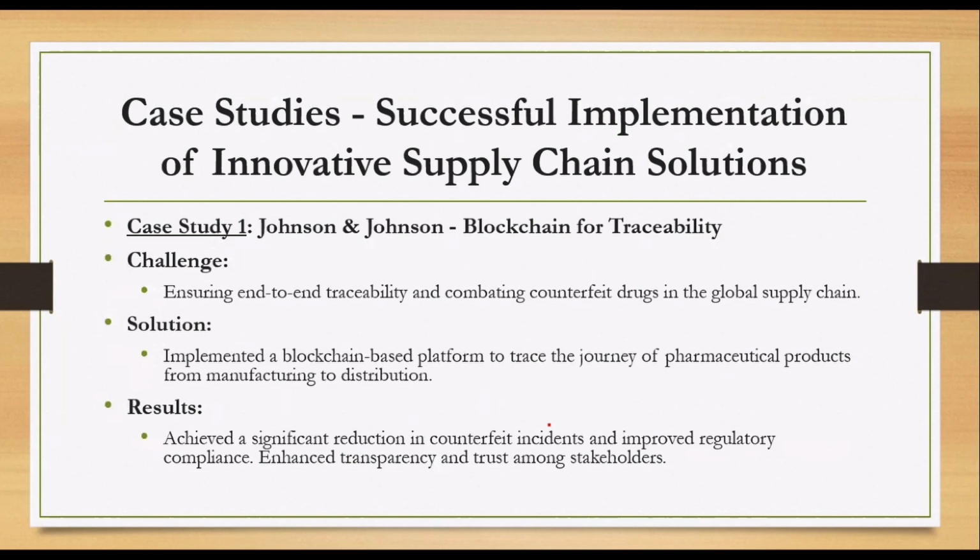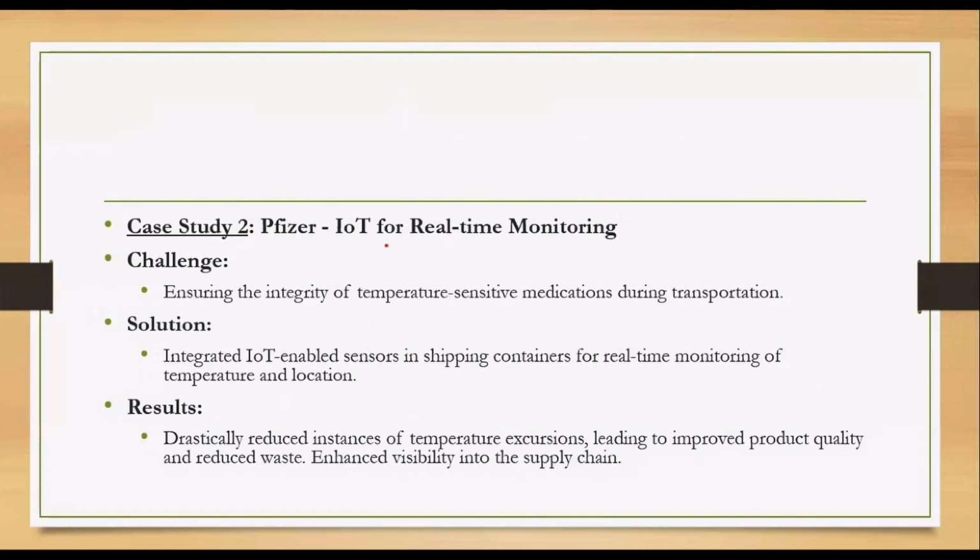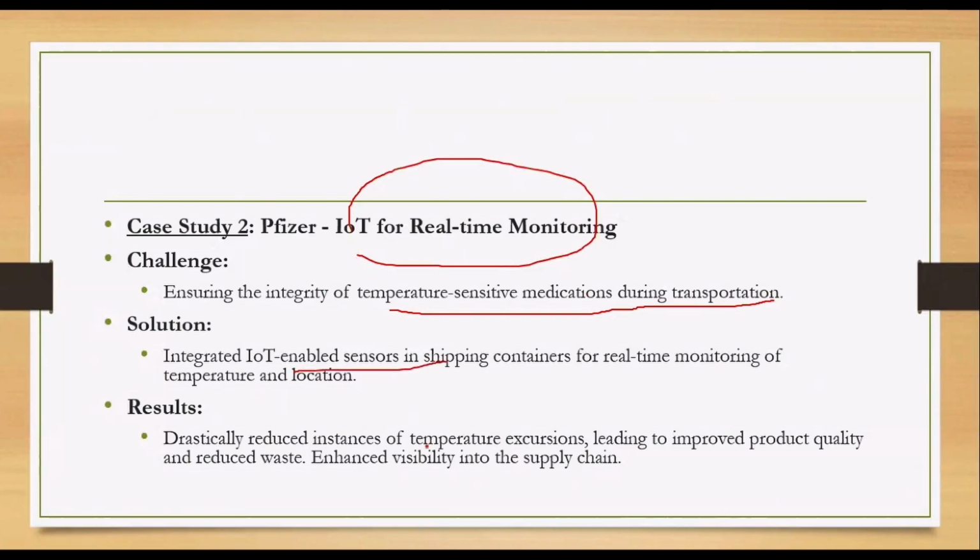With all the numerical values, you can find everything in the big case study. The summary is that finally they were able to reduce this issue, and regulatory compliance has increased. Then the other case study, Pfizer: they implemented real-time IoT to monitor temperature-sensitive medications during transportation. Their issue was this one, and finally they implemented IoT-enabled sensors, and the result is reduced instances of temperature excursions.